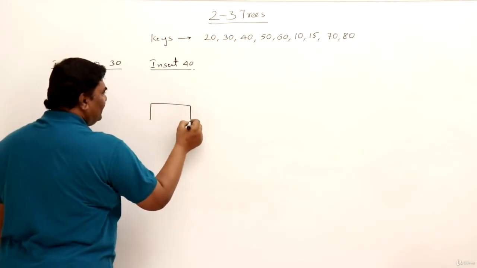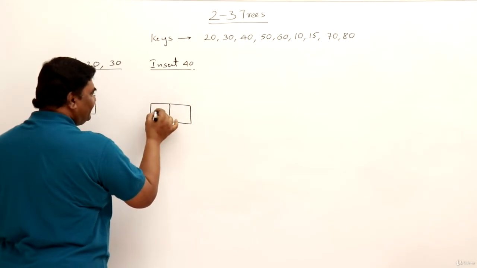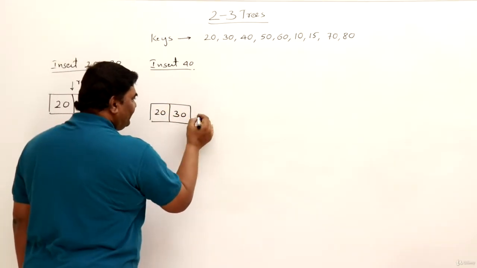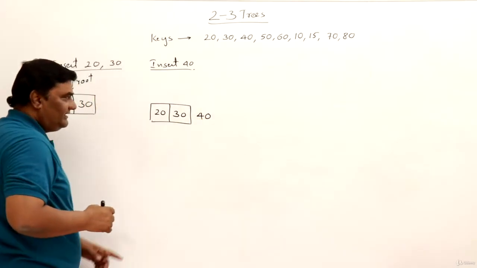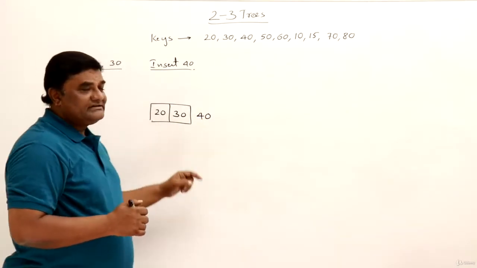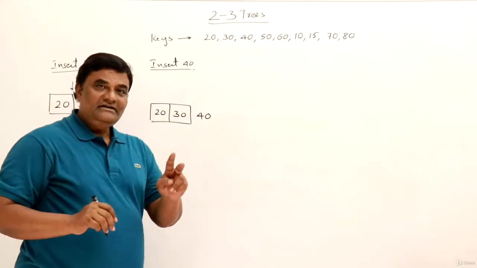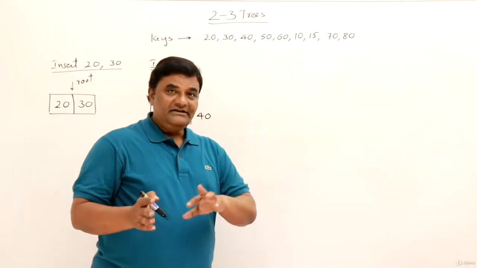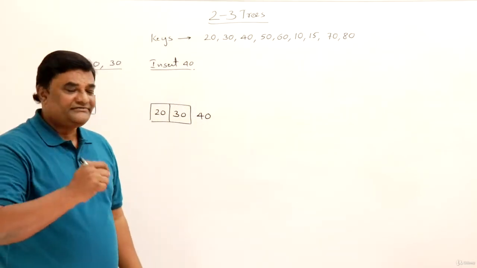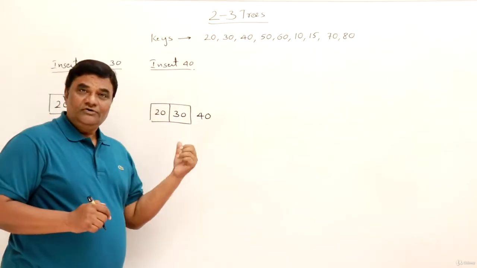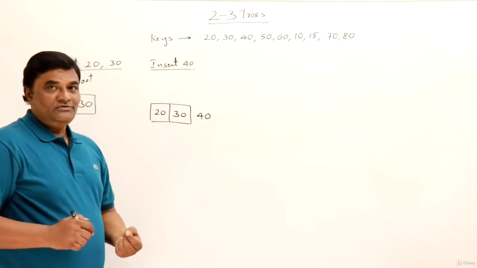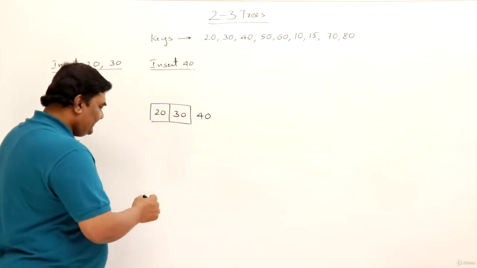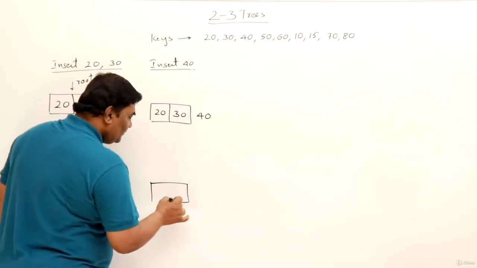So watch this now. This is important. If you understand this step, then everything is perfect. 20 and 30 are there. 40 comes after 30, but there is no space. No space means degree is 3, keys are 2 only. So 2 keys I have filled. Just now I have shown you the structure, key 1 and key 2. There is no space for key 40. Then what to do? Split this node. If it is filled and there is no space for the new key, then split the node. So I will create 2 nodes.